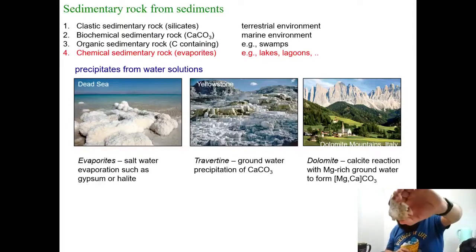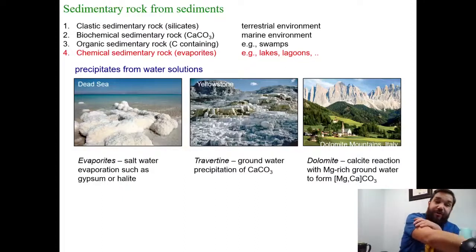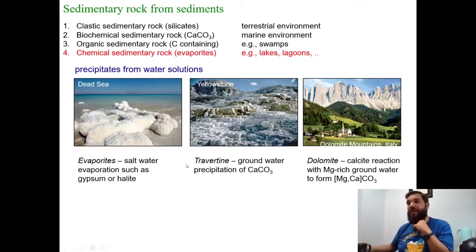Gypsum forms from precipitates out of the ocean too. This is calcium sulfate. So there's a lot of calcium, there's a lot of sulfate in the ocean, believe it or not. The Dead Sea, you've probably seen pictures of the Dead Sea. It's a very, very salt-rich body of water, right? And you could see salt literally building up on the shore of the Dead Sea, okay?